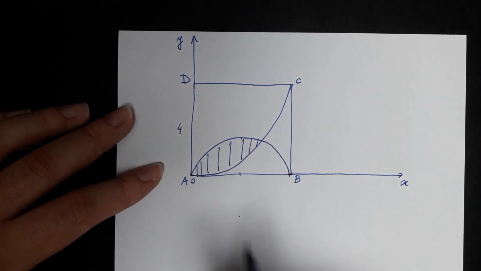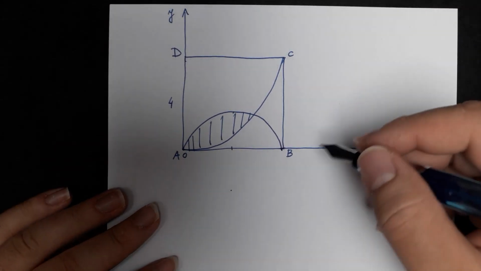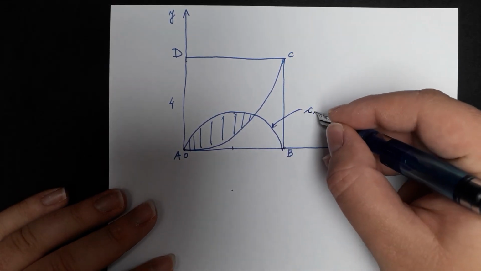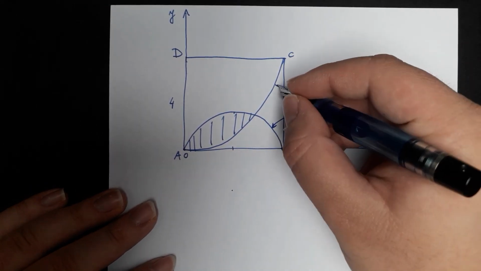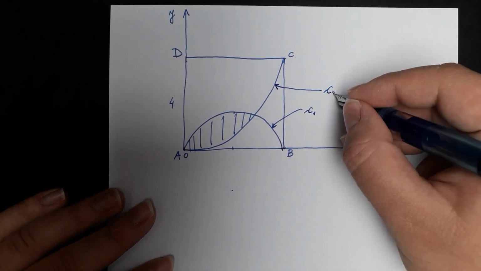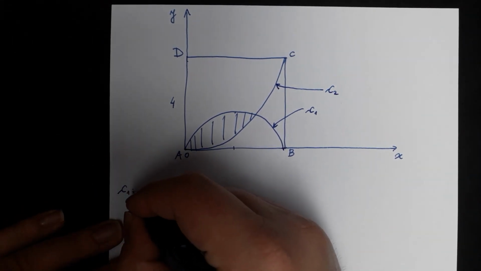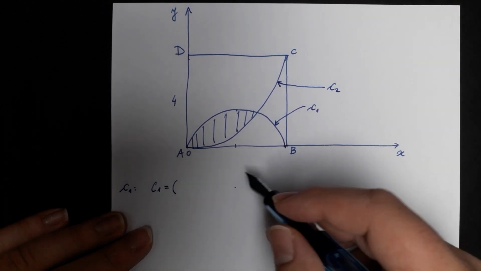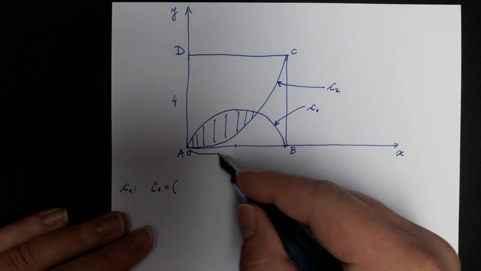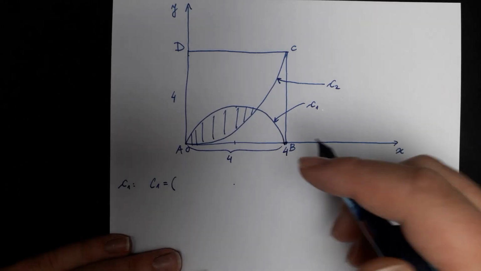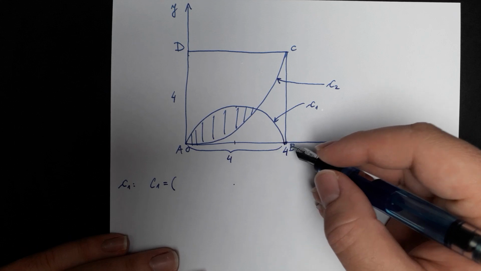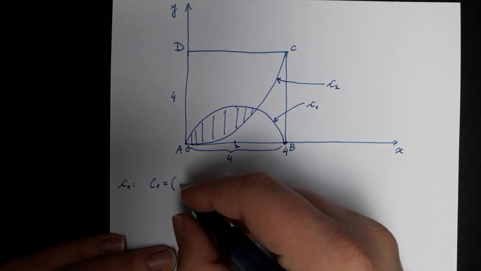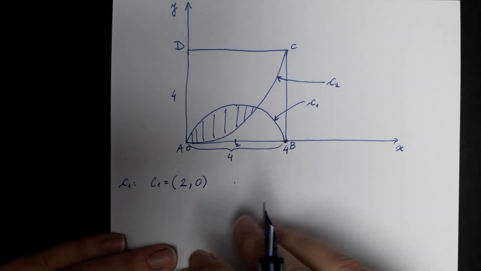This is the center, 0. So let's denote these two circles which we have. Let the semicircle be denoted with C1 and let the quarter circle be denoted with C2. Basically that means that C1 has a center with coordinates, the side length of the square is 4. So B is at a distance of 4 from A. Half of that is 2. And that means that C1 has coordinates of 2, 0.